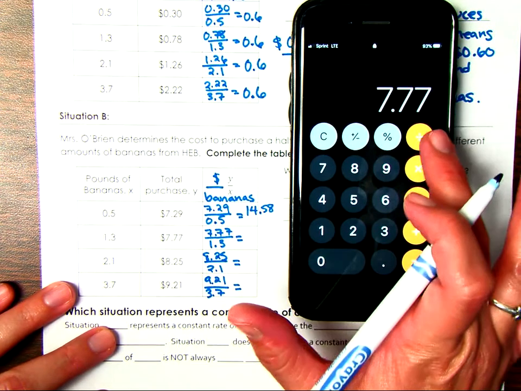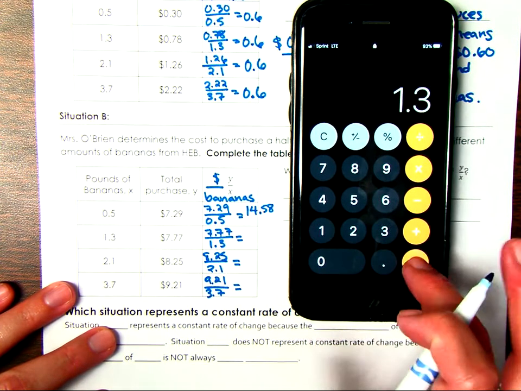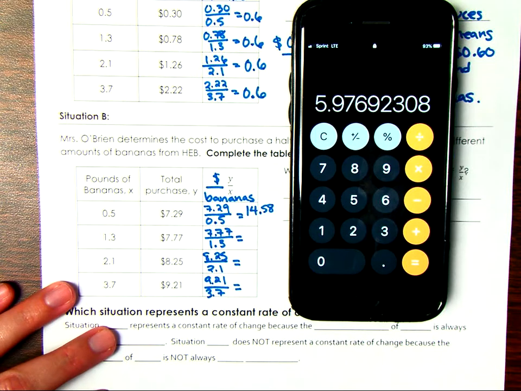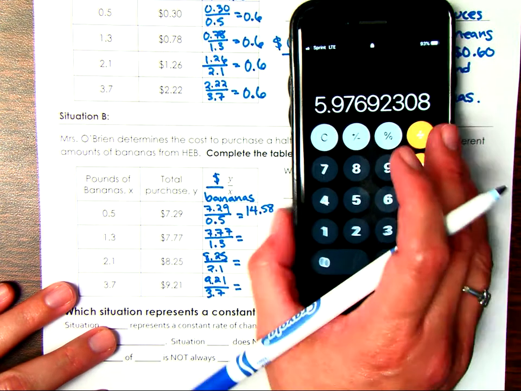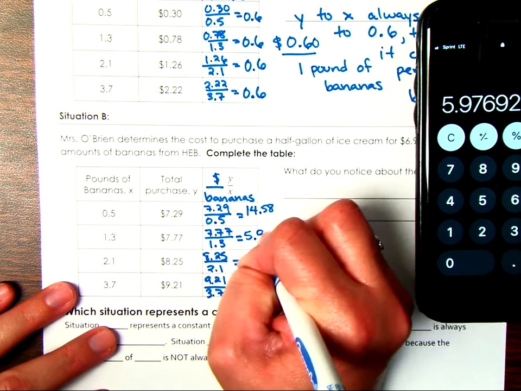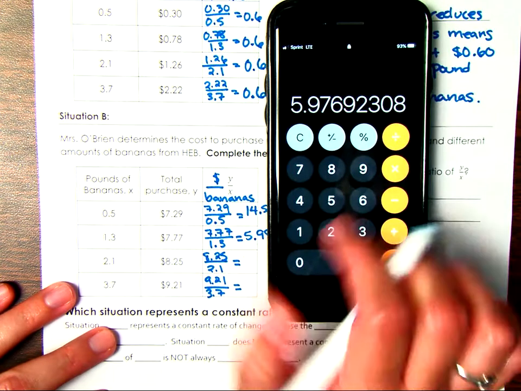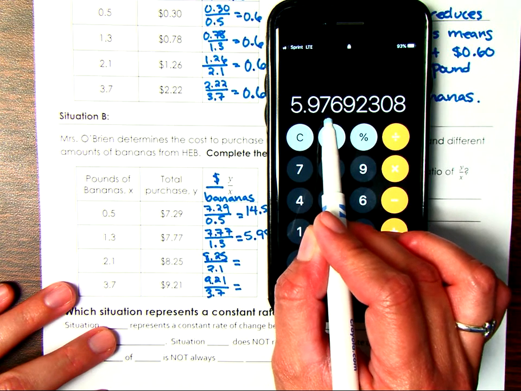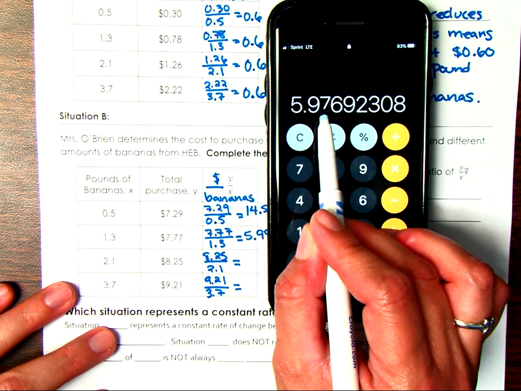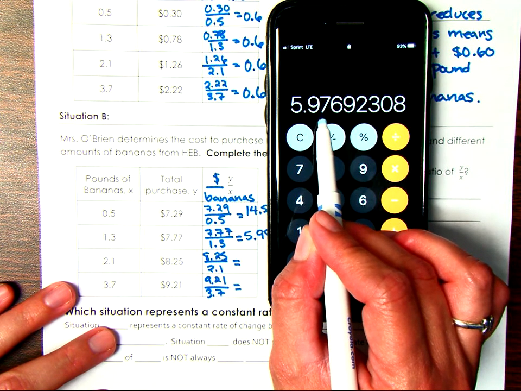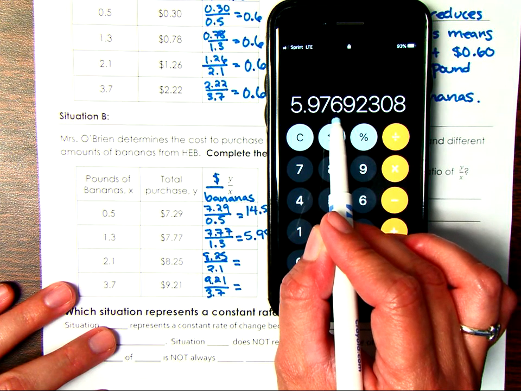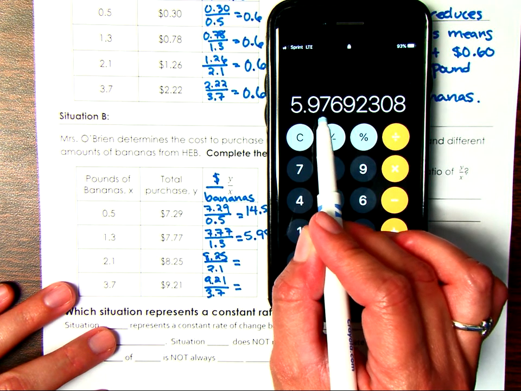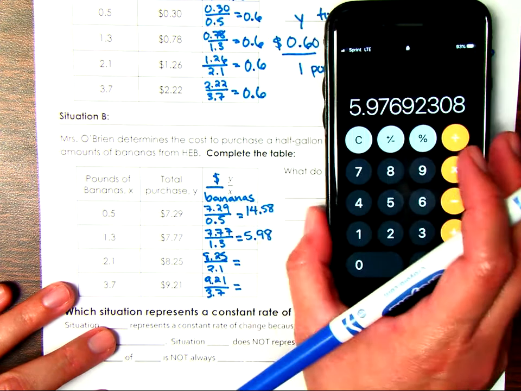Then $7.77 divided by 1 3/10. I get a different number. I get 5 and about 98 cents, because when I'm talking about money, we round to the nearest hundredth. So remember, the one after the decimal is tenths, then the hundredths, and then the thousandths. So if you're rounding to the nearest hundredth, you actually have to look at the number in the thousandths and say 4 or less, let it rest. 5 or more, add 1 more. That's why I went to $5.98.